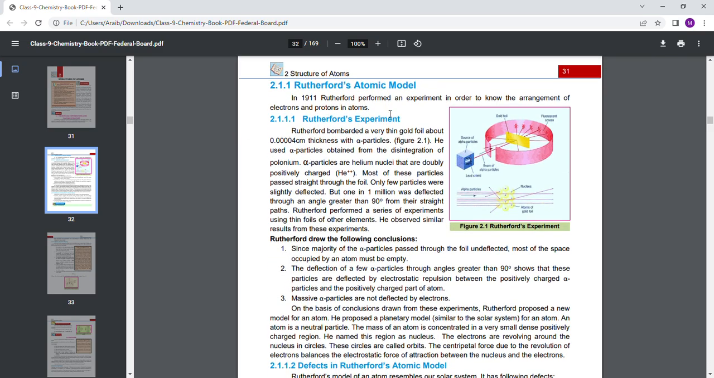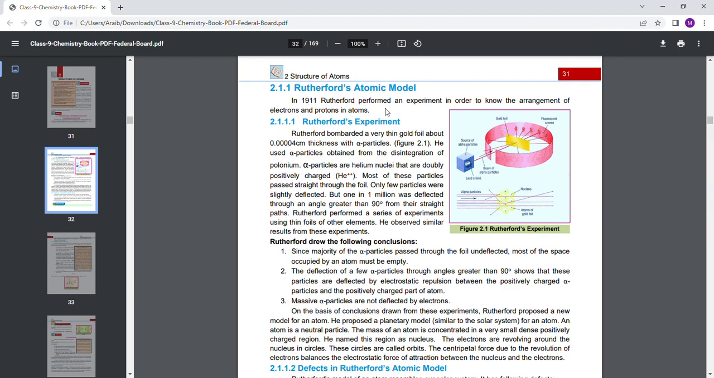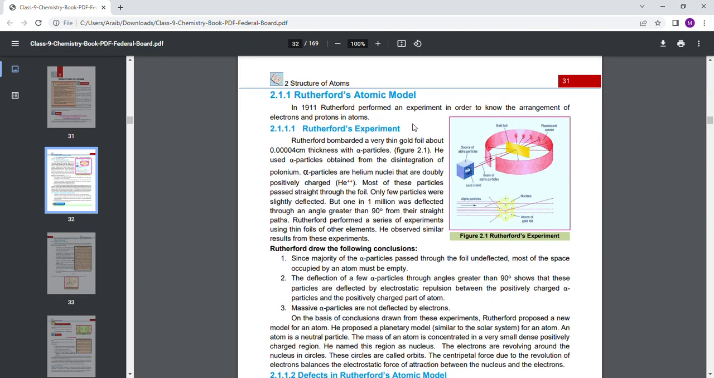First we will study the Rutherford atomic model. In 1911, Rutherford performed a series of experiments in order to know the arrangement of electrons and protons in atoms. What is the Rutherford experiment? Rutherford bombarded a very thin gold foil, about 0.00004 cm thick, with alpha particles. He used alpha particles obtained from the disintegration of polonium. Alpha particles are helium nuclei that are doubly positively charged.